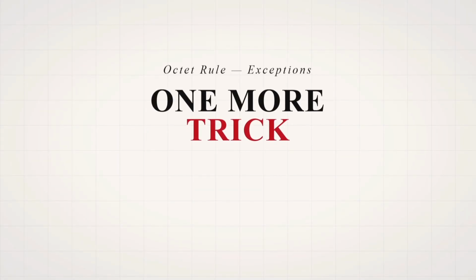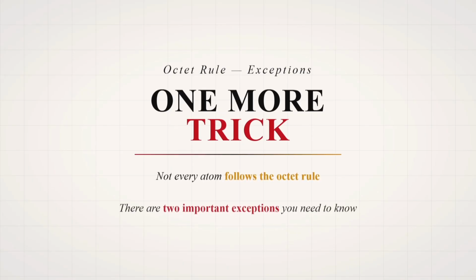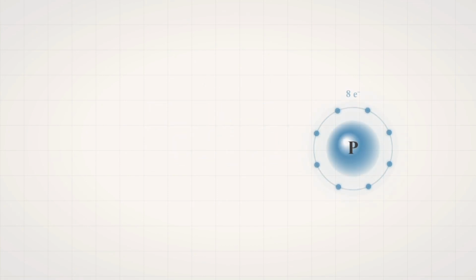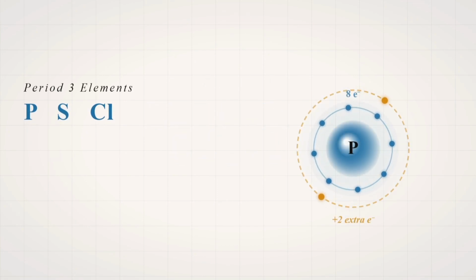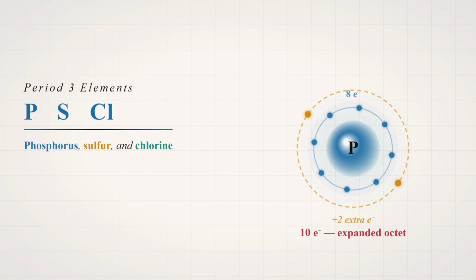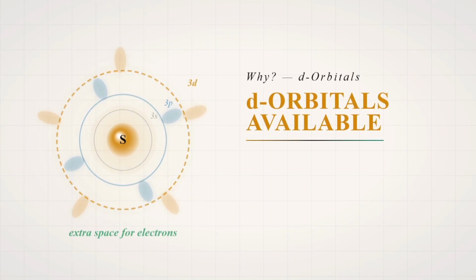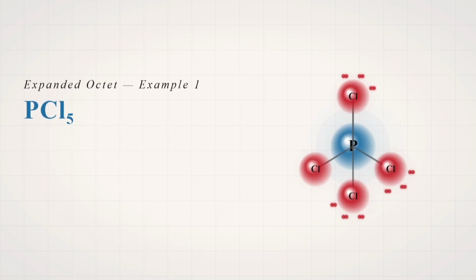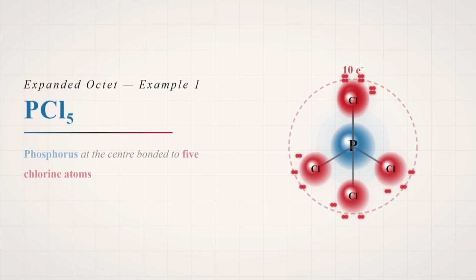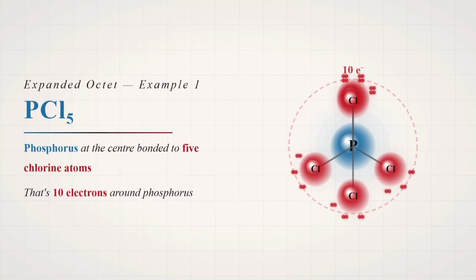Not every atom follows the octet rule. There are 2 important exceptions you need to know. Exception 1. Expanded octets. Elements in period 3 and beyond, like phosphorus, sulfur, and chlorine, can have more than 8 electrons around them. This is because they have d orbitals available, which gives them extra space for electrons. Phosphorus pentachloride, PCl5, has phosphorus at the center bonded to 5 chlorine atoms. That's 10 electrons around phosphorus.